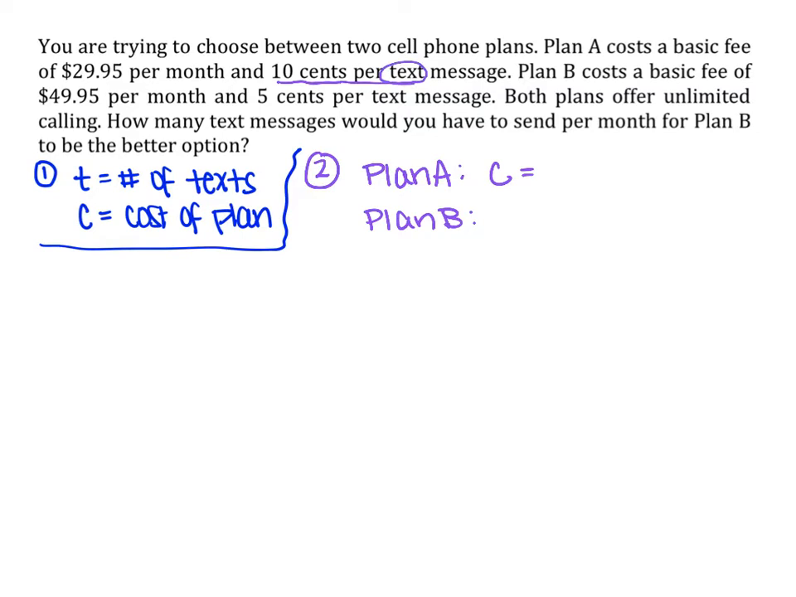So 10 cents, if I write it in money, is actually 0.10 or 0.1, right? So 10 cents for every text message, and you don't have to have the zero there at the end. 10 cents for every text message, plus it costs $29.95 to start. Plan B only charges 5 cents, which is 0.05. I need the zeros for sure in that one, for every text message, but it also charges that basic fee, or a fee of $49.95.